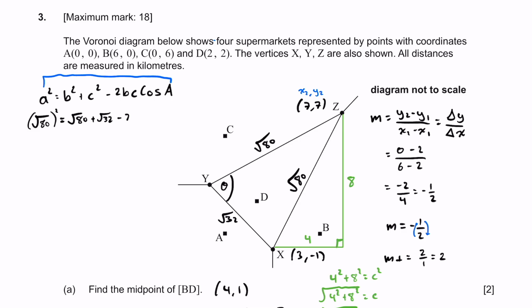Minus 2 times root 80 times root 32 times cos, and we don't know what this theta value is. Okay, I forgot to square these. Okay, a squared equals b squared plus c squared minus 2bc cos a. All right. Now we've got an equation just in terms of one unknown. We can go ahead and solve this. So let's go to the calculator, work that out.